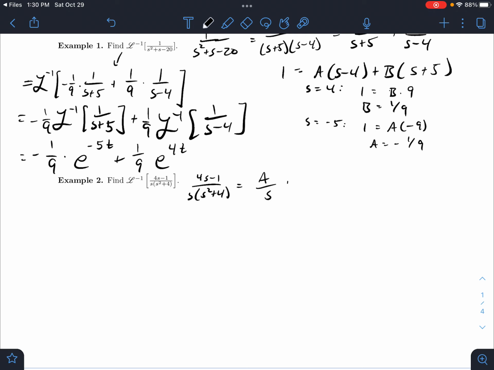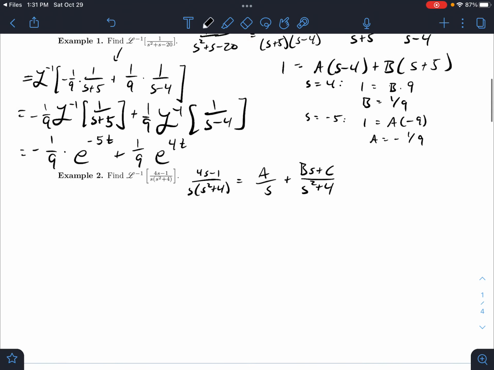But anyway, for this case, how we'll do it is we'll split this up as A over s plus something over s squared plus 4. And we can't do just B over s squared plus 4 because in general it has to be a polynomial of 1 degree lower than whatever is in your denominator. So this is a degree 2 term, so our numerator will be a degree 1 term, so it's linear. So we need to put Bs plus C. Okay.